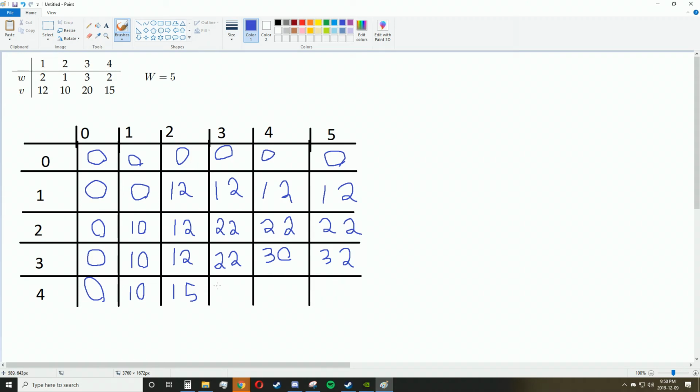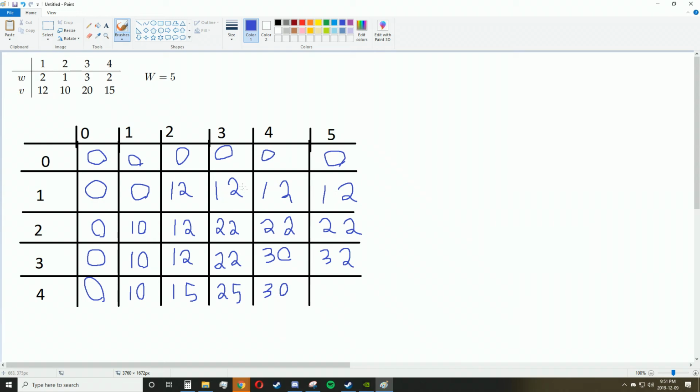All right, now 3. Can 2 fit into a weight of 3? Yes, it can. So we're going to compare this number to 1, 2, up. 15 plus 10 is 25. 25 is greater than 22, so we're going to pick 25. Now, can it fit in 4? Yes, it can. That's kind of just how these things go. Is 30 better, or is 1, 2, buckle my shoe, 12 plus 15 better? No, it's not. It's like 27. 30 is bigger, so we're going to take 30.